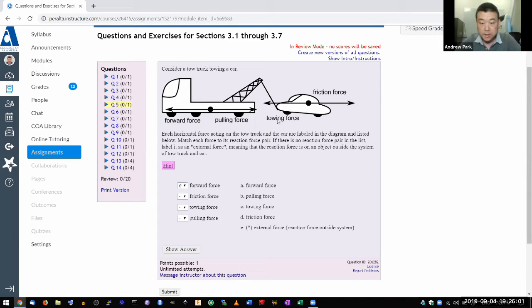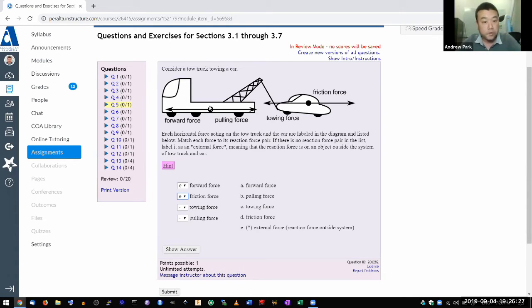Friction force, that's the force on the car pulling it backward. And that force is going to be exerted by the air and the ground, so that's also external. Towing force, that's the force pulling the car forward. So what's pulling the car forward? Oh, that's the truck.